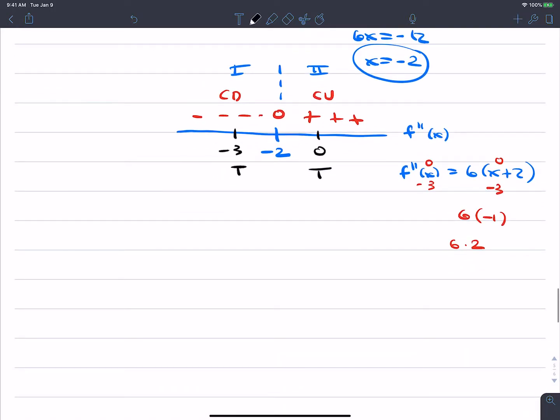So here's our conclusion. Our curve now is what? F is concave how? Down. Where are you concave down? From negative infinity up to negative 2. F is concave up. Where is that going to be?